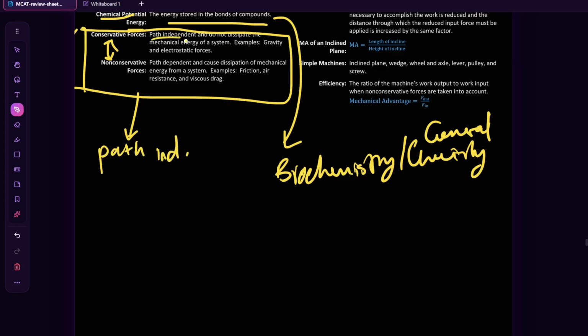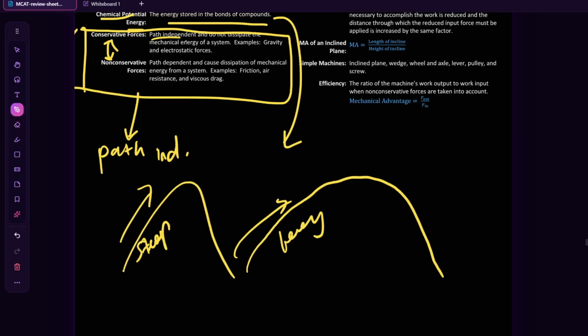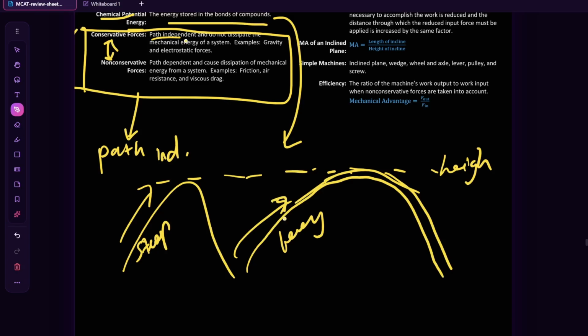If you climb a mountain by climbing a steep trail upwards, or by taking a long winding trail that's flatter, either way, gravity does the exact same amount of work on you overall because you gain the exact same height. Say this hill was steep and this one was less steep, but I traveled to the same height. The height of both mountains is the same, so conservative forces would involve the exact same amount of work to get there.